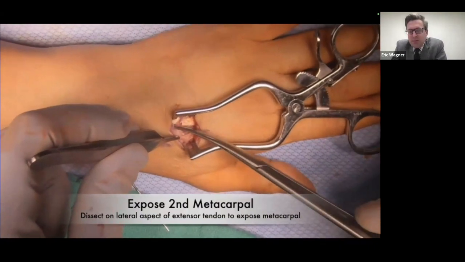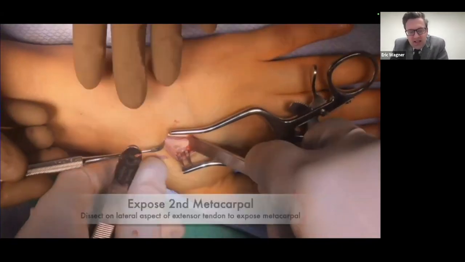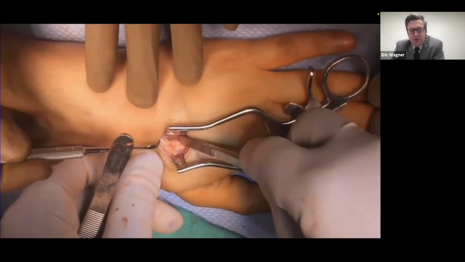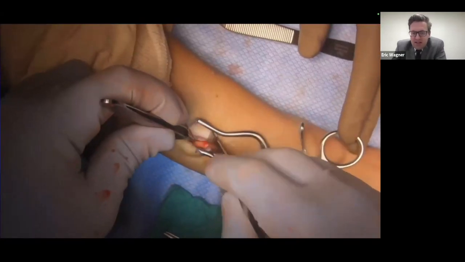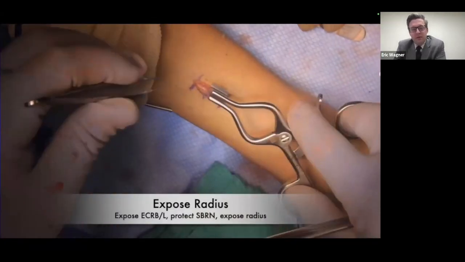Exposing the second metacarpal is pretty easy. You can take the tendons ulnarly and then expose your bone, and then you're going to pass it ultimately along that second compartment into the forearm.